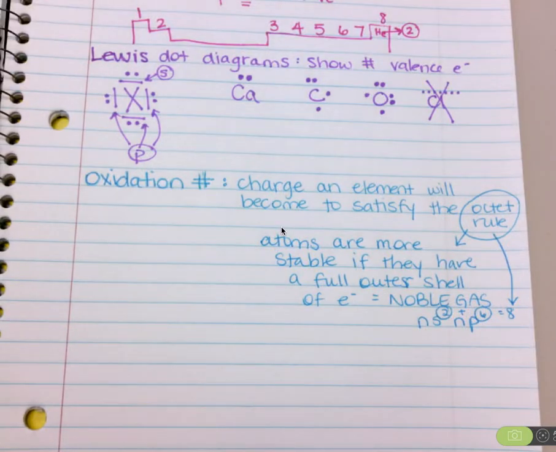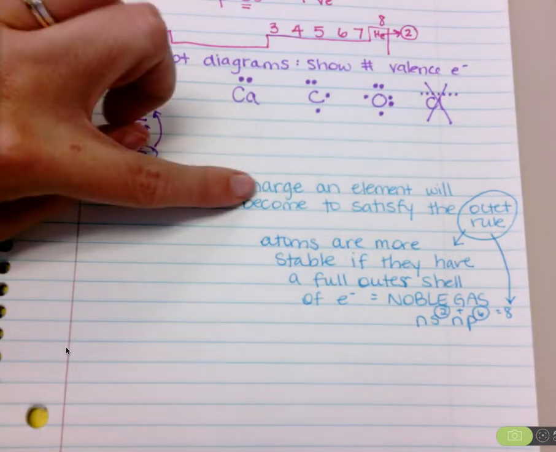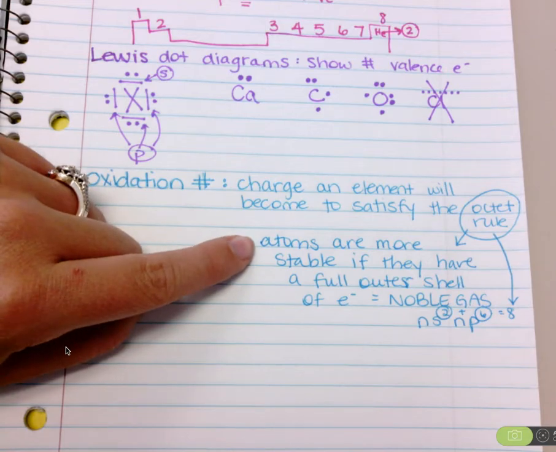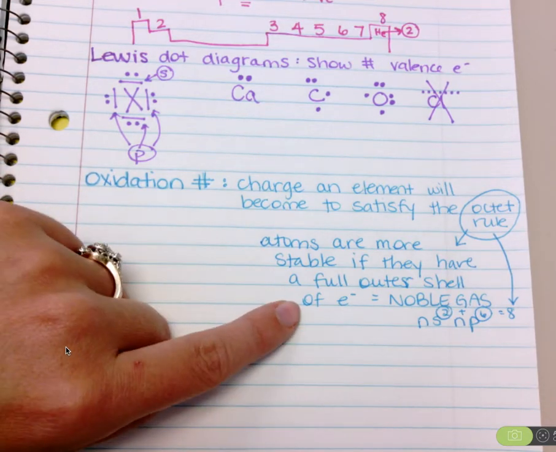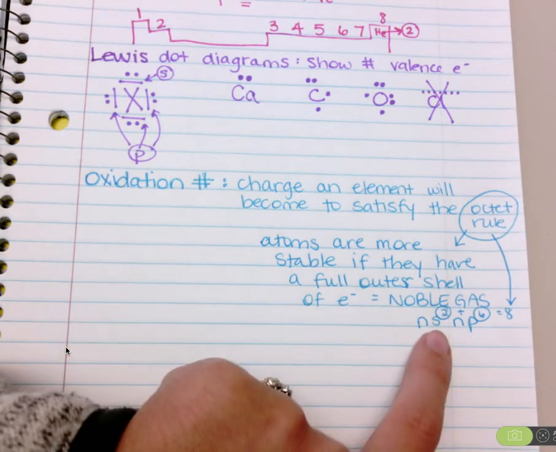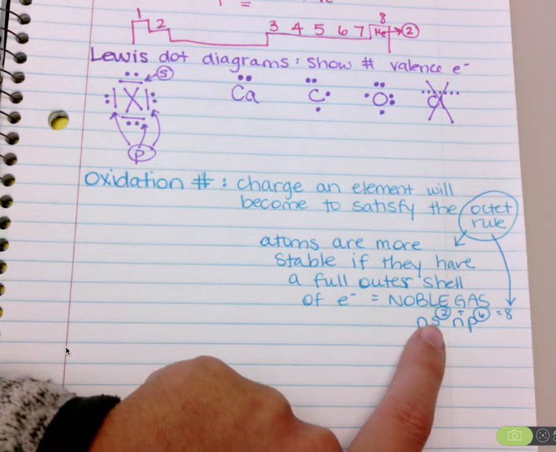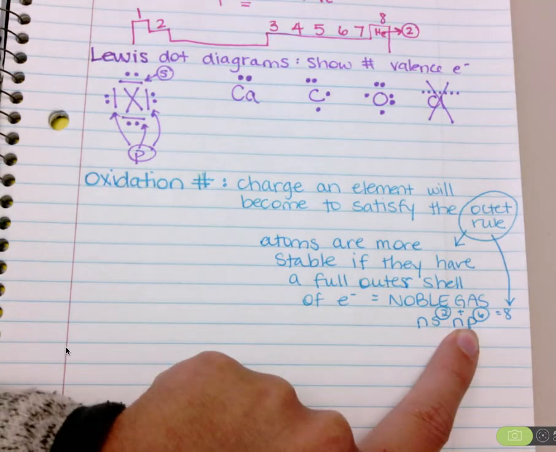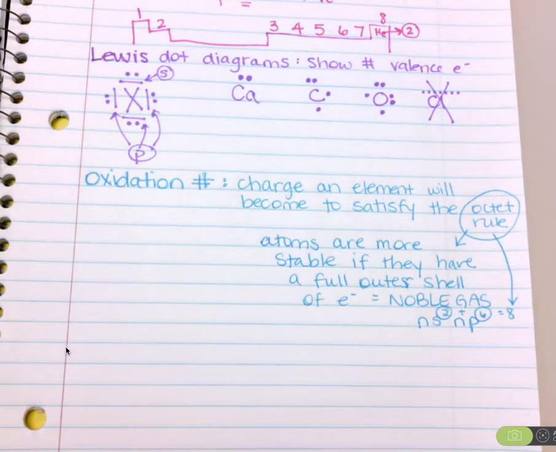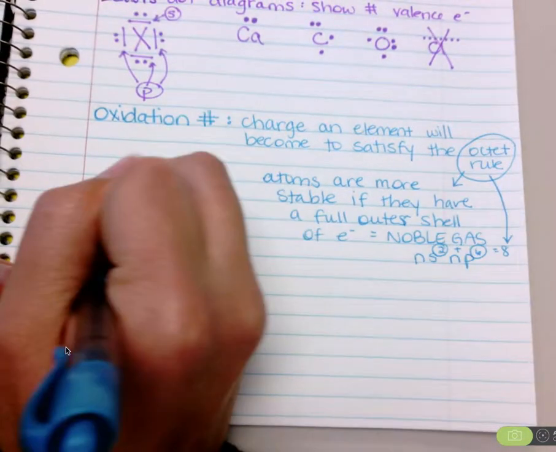I like how you could not see that while I was doing that. So I'll just go over that one more time. Oxidation numbers are the charge an element will become to satisfy the octet rule. Atoms are more stable if they have a full outer shell of electrons, and they have a full noble gas notation. So they have ns2 and np6, a full outer shell of s and p. Remember, for valence electrons and for bonding, we only care about s and p, and that equals 8, and we call that the octet rule. Just like valence electrons, this forms a pattern on the periodic table.